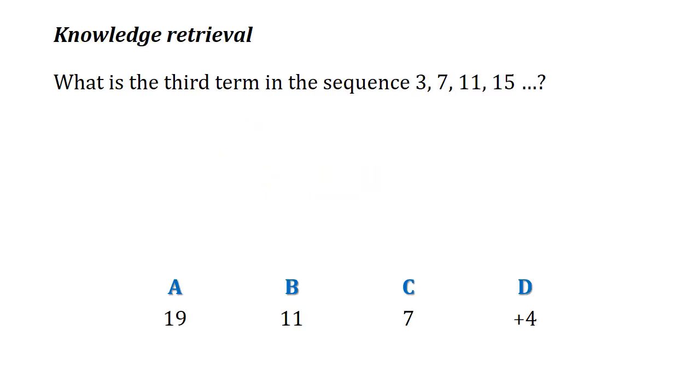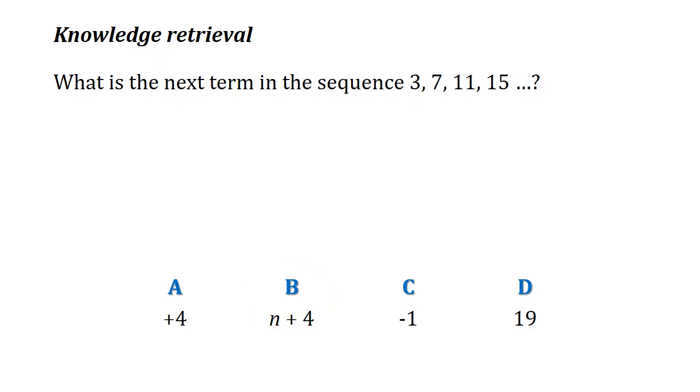Read the question, pick an answer, pause the video if you need to, and then you can resume the video and check if you've got the question right. Okay, on this question here, we're asked for the third term of the sequence. 3 is the first term, 7 is the second term, so 11 is the third term. Next one, pause it and have a go.